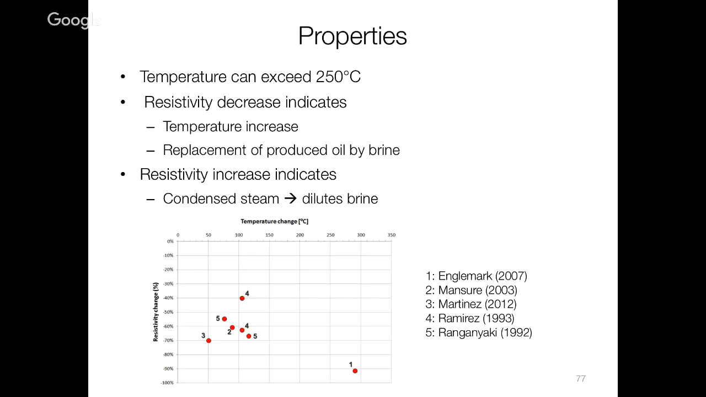Well, first thing is temperature. So if I increase the temperature, then the resistivity decreases. That's an important part. The other reason that a resistivity might decrease is if I'm replacing oil by brine. So again, we'll see that in a number of cases throughout this week. But the brine, as we talked about this morning, is very conductive. And if we replace the hydrocarbon, which is resistive, by brine, we're going to reduce the resistivity.